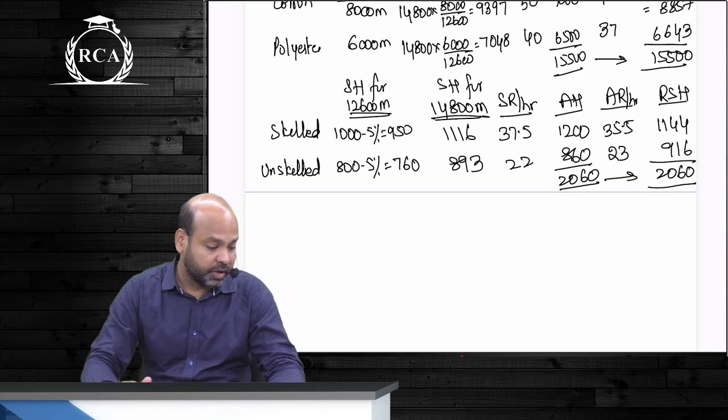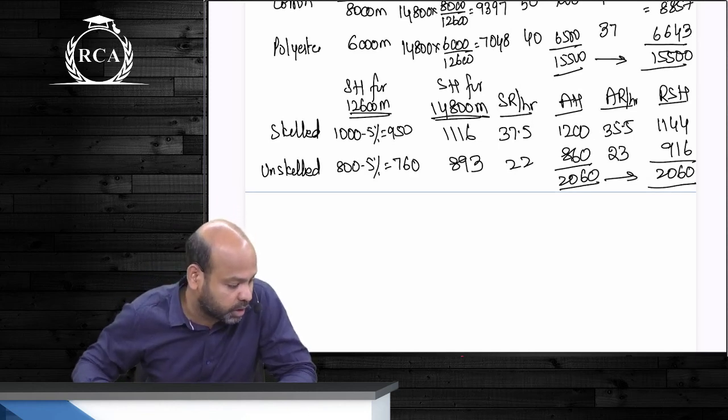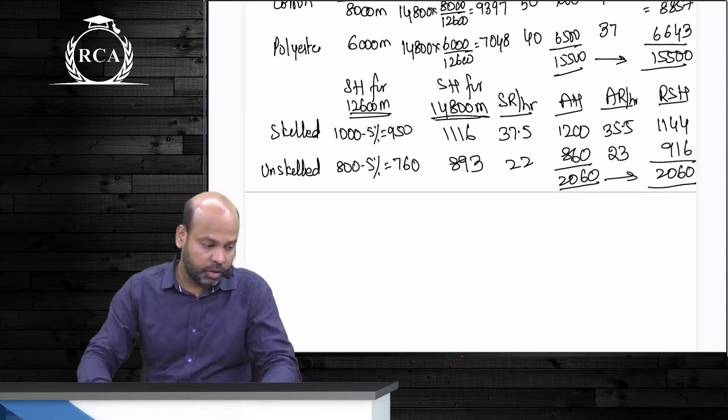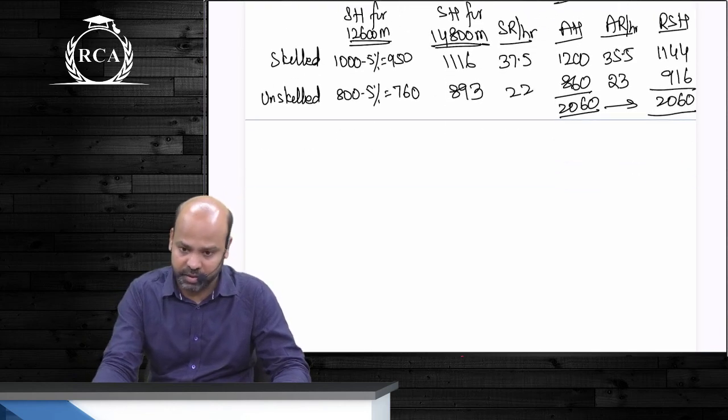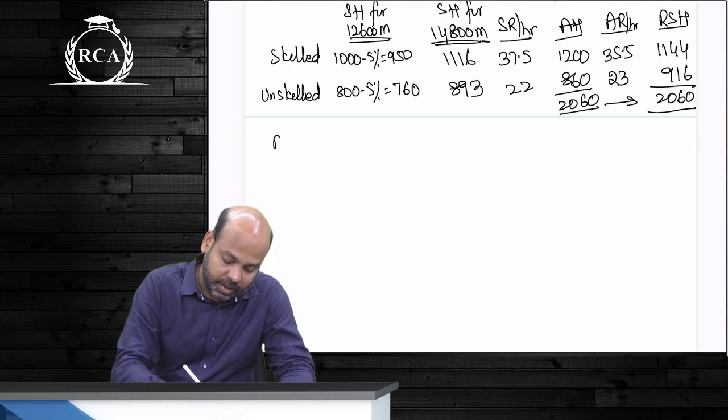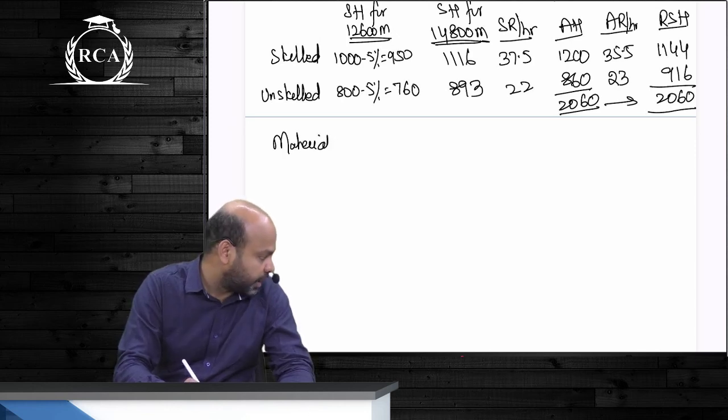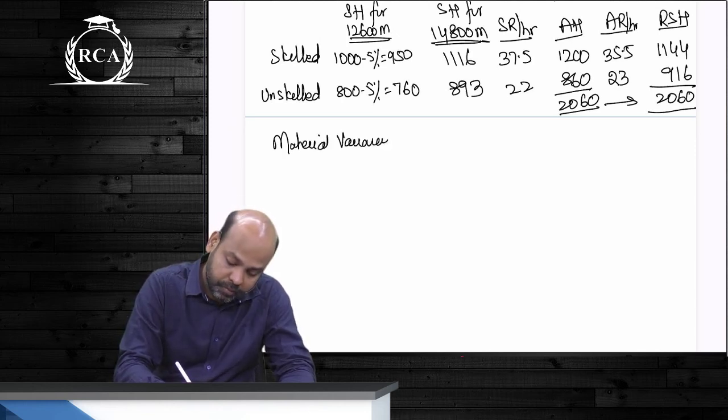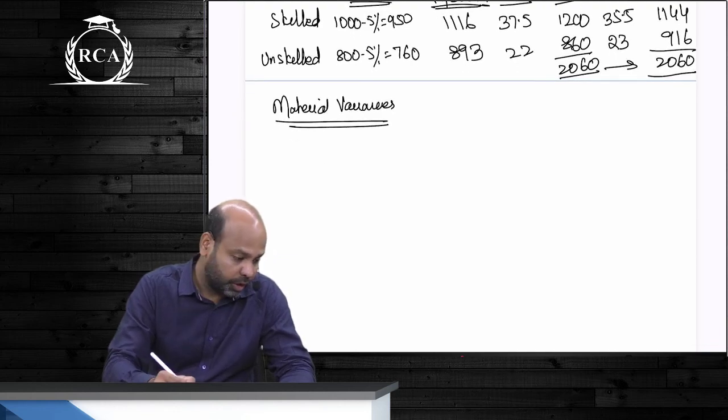Did you compute all of this, guys? Yes or no, beta? Should we continue with solving variances? Shall we finish all of it? Yes, beta. Let us finish material variances. If you're done writing this, material variances. You know how it is to be done, beta.